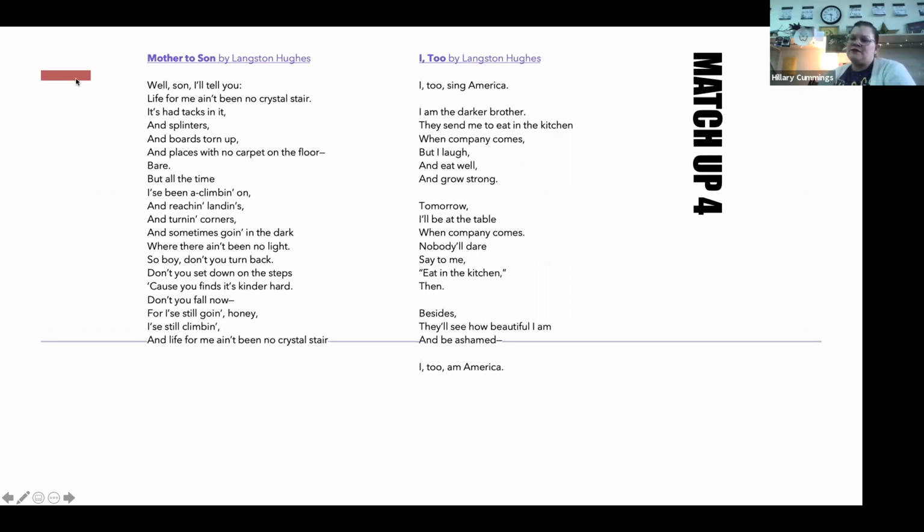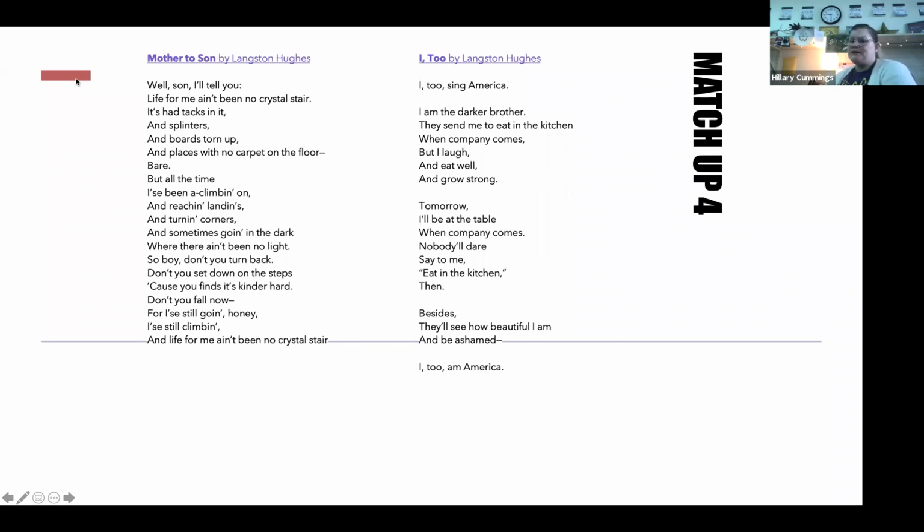So the first thing that we have to think about in this poem is, what is a crystal stair? And to me, that is like a really easy path, a beautiful path, right? Sparkling, crystal, wonderful. And our poet speaker is a mother, and she's saying to her son, life really hasn't been that great for me, but I've never given up. I've never stopped moving forward. And I want you to do that same thing. So what is the author's tone in "Mother to Son"?